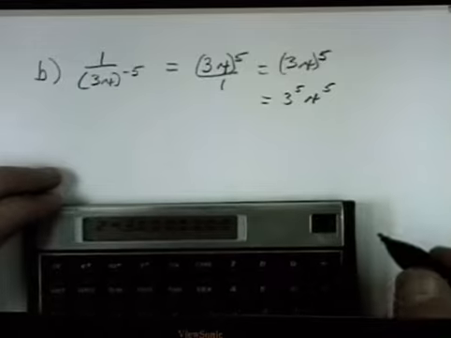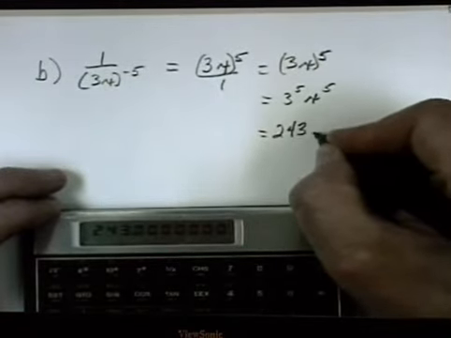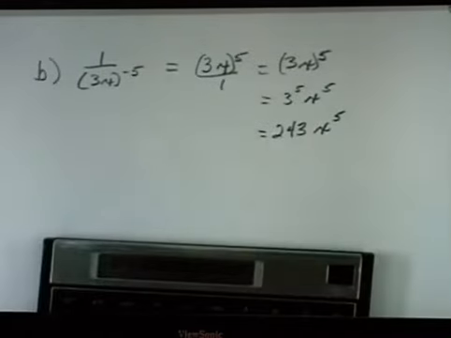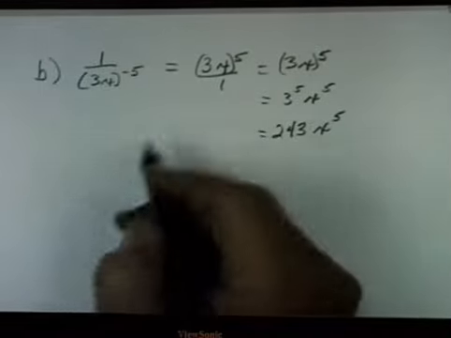3 to the 5th power is 243, and then I can't do anything with that x because I don't know what it is. So it's x to the 5th power. Here's what the book had. So I'll do the book.